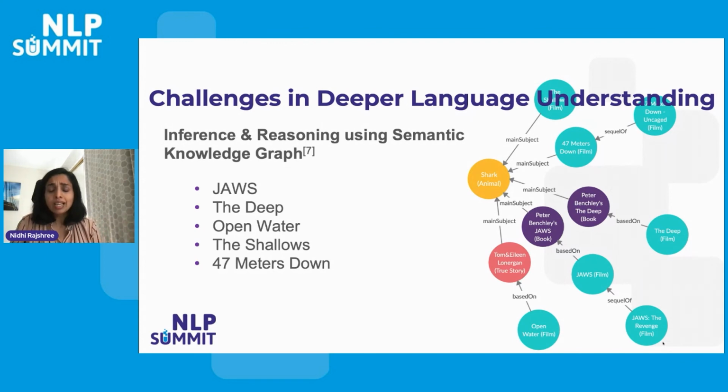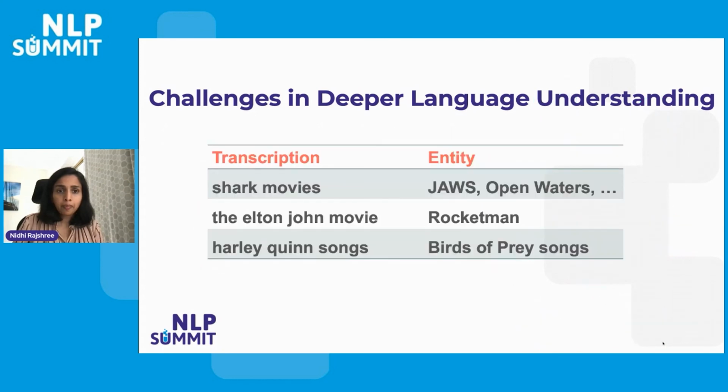Now, such signals could be leveraged in an NLU system or model in order to do that deeper interpretation, that the user is really not asking for a specific movie, but is interested in it as a topic. And that's when this can work with query expansion and other techniques in order to get more relevant content like Jaws, The Deep, Open Water, The Shallows, and so on and so forth. These are some examples of the transcription: for example, shark movies that we just discussed, the Elton John movie that we were discussing, and the Harley Quinn song, where the user is probably asking for Birds of Prey songs.